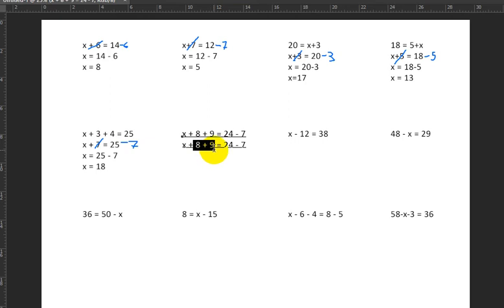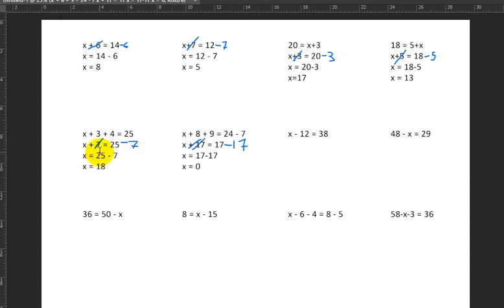Plus 8, because it's positive, plus 9 will make 17. And then 24 minus 7, I can also do this right now. 24 minus 7 makes also 17. So x plus 17 equals 17. So you might already be able to guess where this is going. So I delete 17 on this side, take it over to the other side as minus 17. So x is equal to 17 minus 17, which means that x is equal to 0.